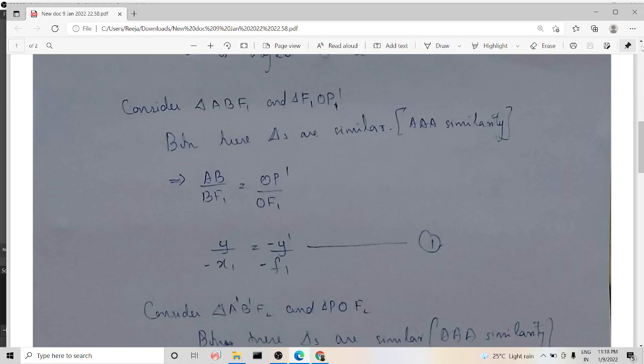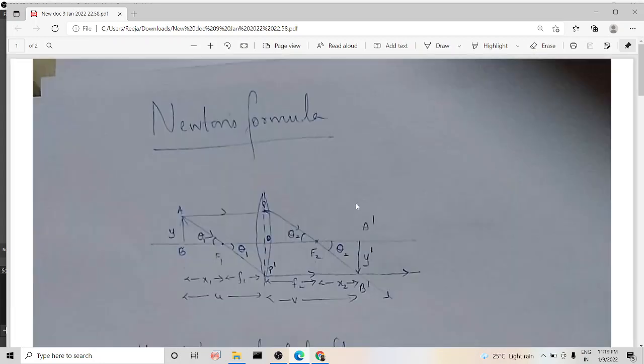Next we consider two other triangles, that is triangle POF2 and triangle B dash A dash F2. Again they are also similar because theta 2 is equal in both, being vertically opposite angles. The angle at O and the angle at A dash are 90 degree. So the third angle at P and B dash should be equal. So by AAA similarity, the two triangles are similar.